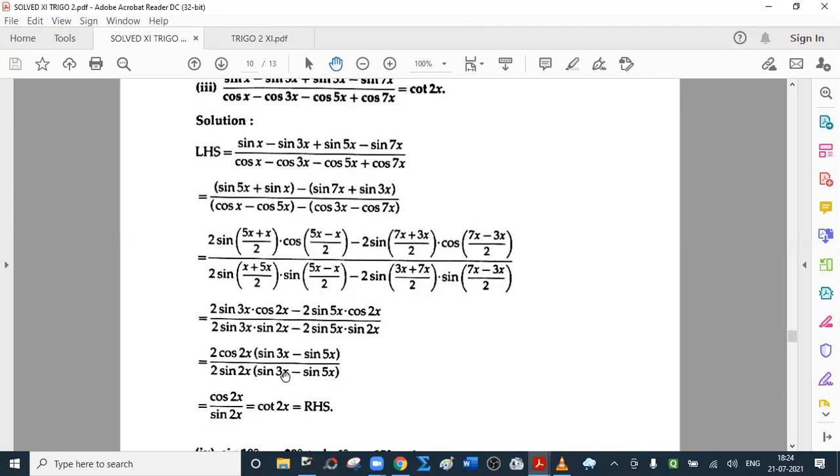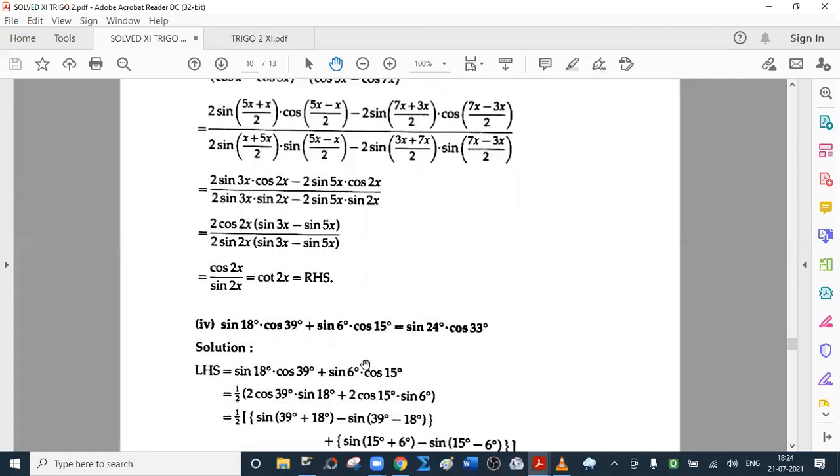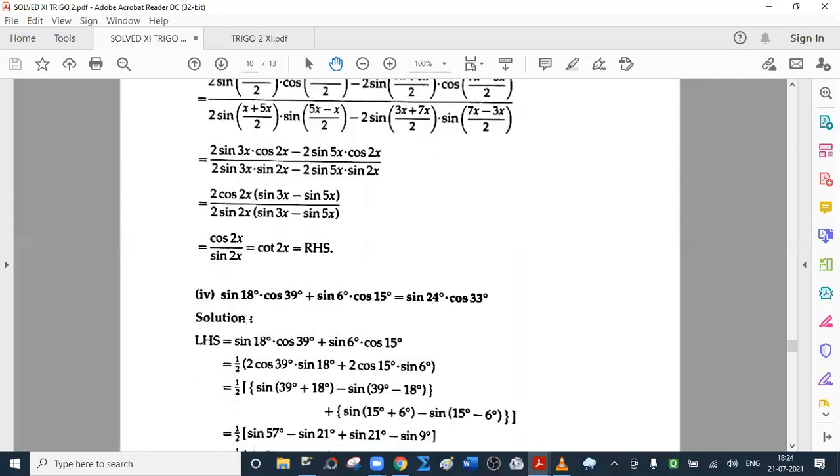You get this common factor, cancel that to get cot 2x, which is nothing but the right hand side. See, these sums are not at all difficult, but if you do not know the formulae, then of course you will find this difficult. So the main job is to write these formulae again and again so that you can apply them. Fourth one, prove that, now I will not say degree, but it is in degree only.